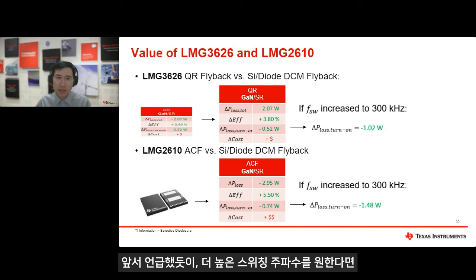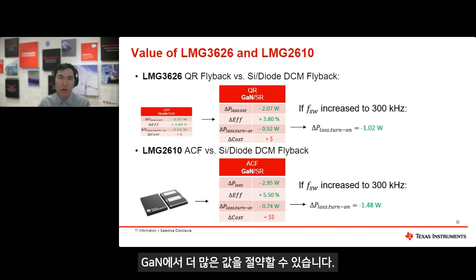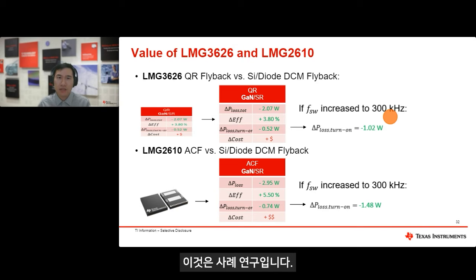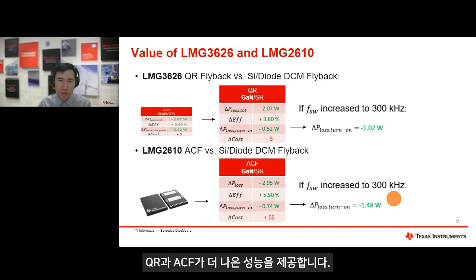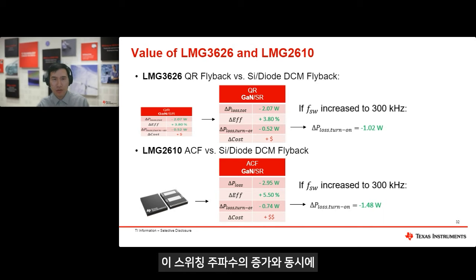As I mentioned, if you want to push for higher switching frequency, you can see even more value from GaN. This is a case study. If you go to 300 kilohertz, both the QR and ACF will give you even better performance there. And with this kind of increase of switching frequency, you can have the cost benefit on your passive components like the inductor at the same time.